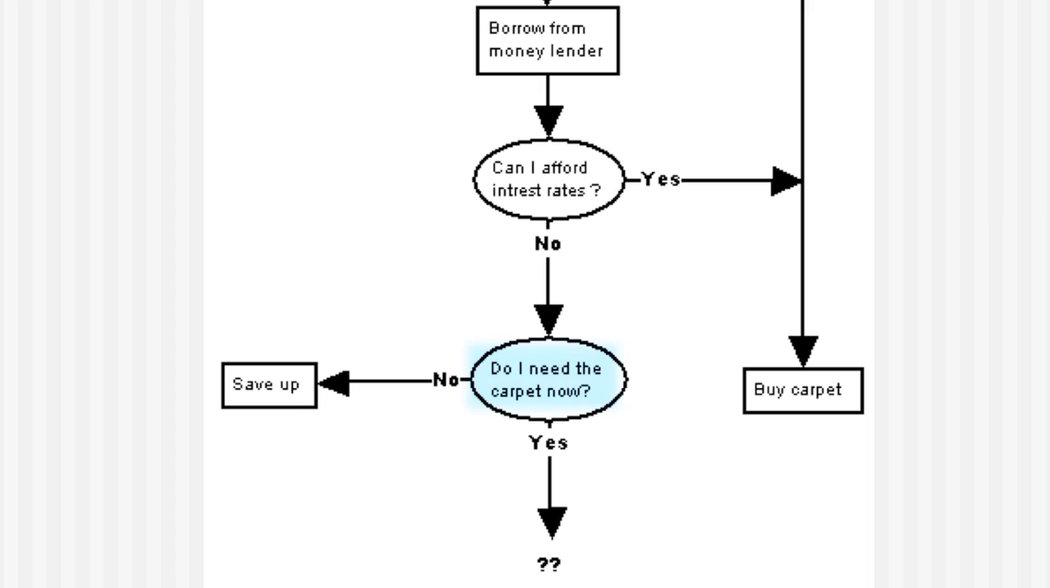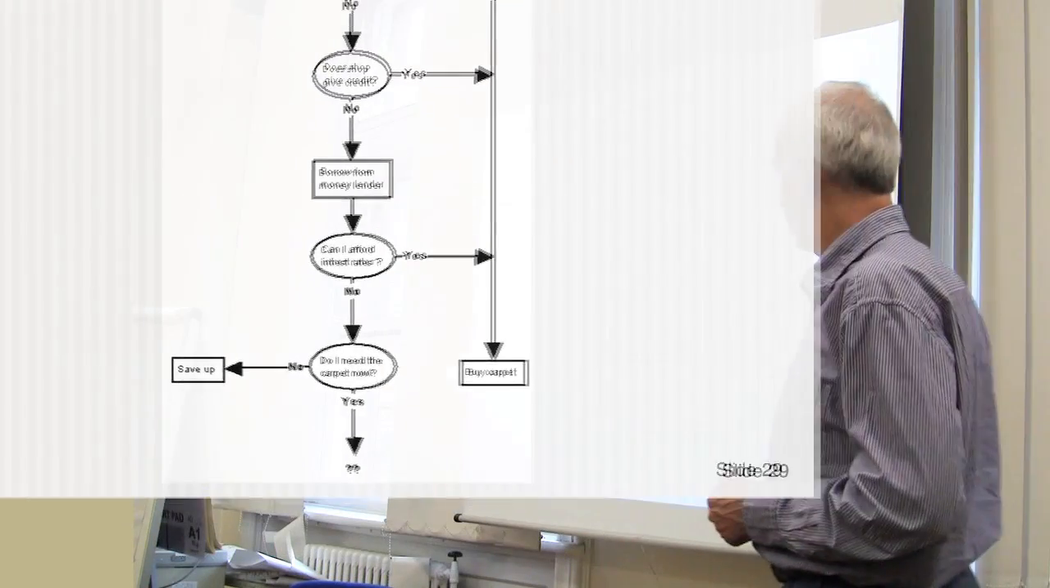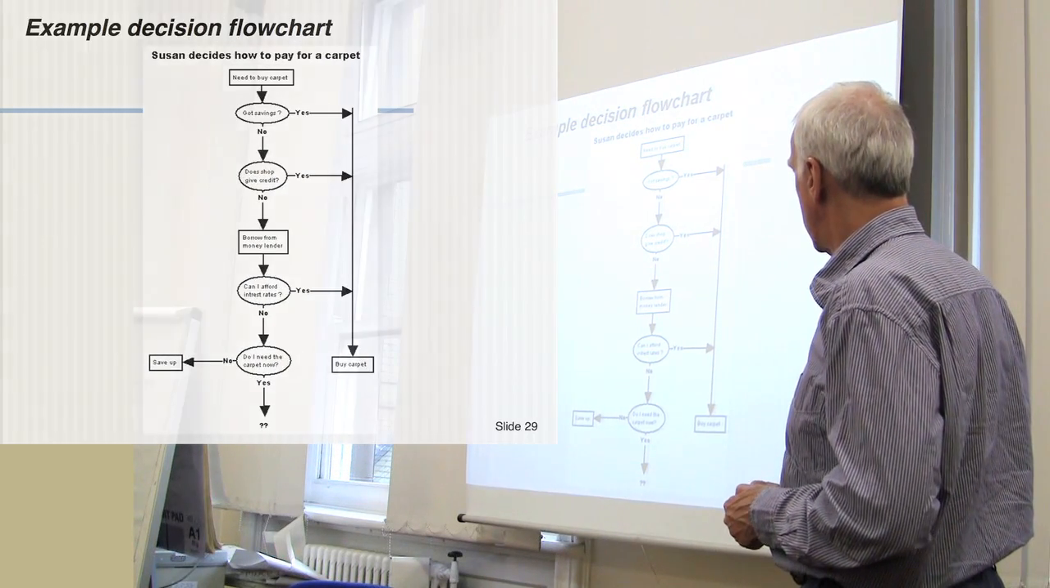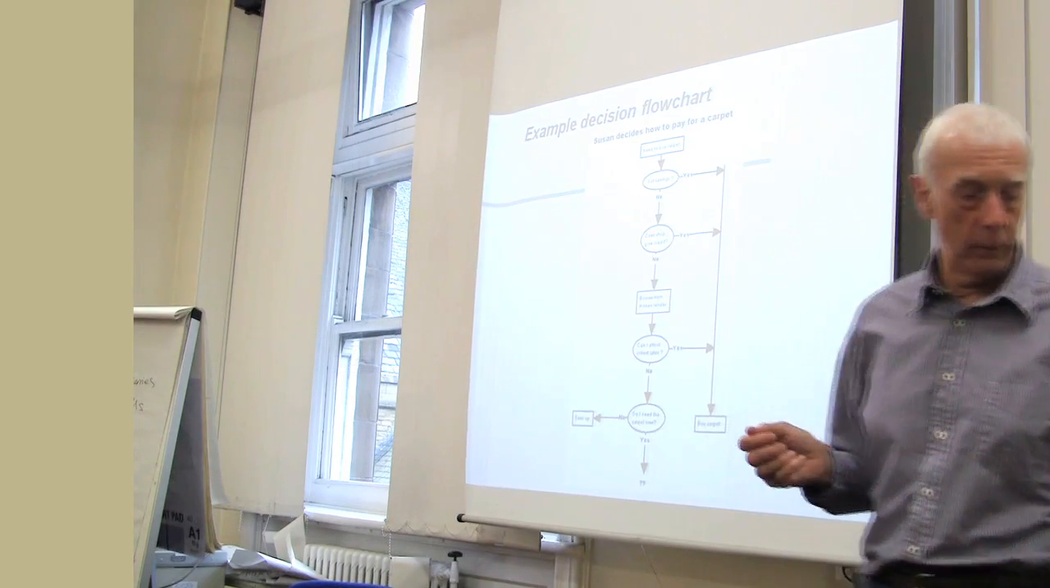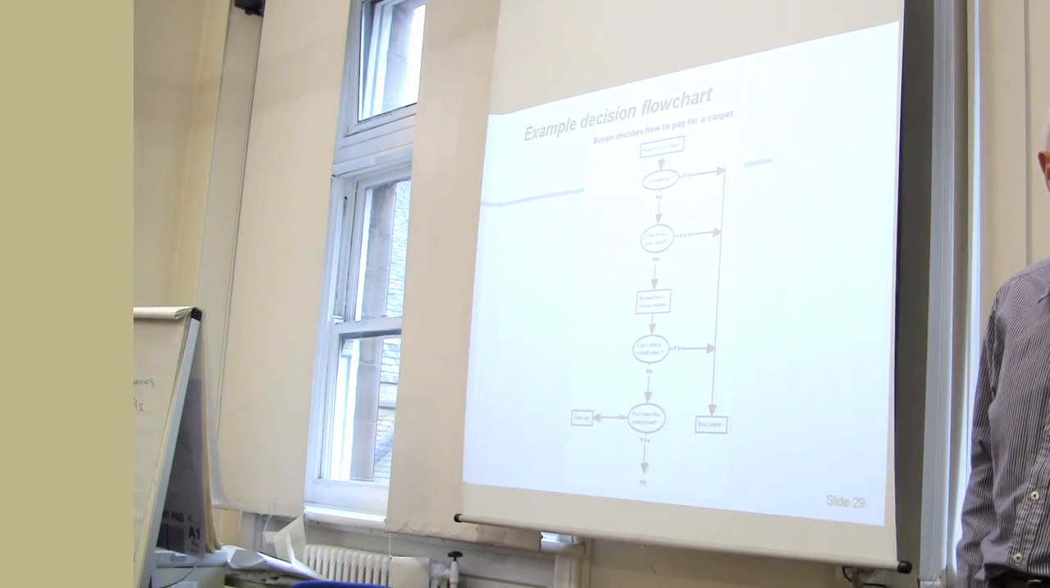But if she can't afford that, and very often she was talking about ending up here, then, does she need the carpet straight away? If yes, then she didn't know what to do. There's no way out; that was the conundrum she ended up in. On the other hand, if she didn't need the carpet, she could begin to save up.